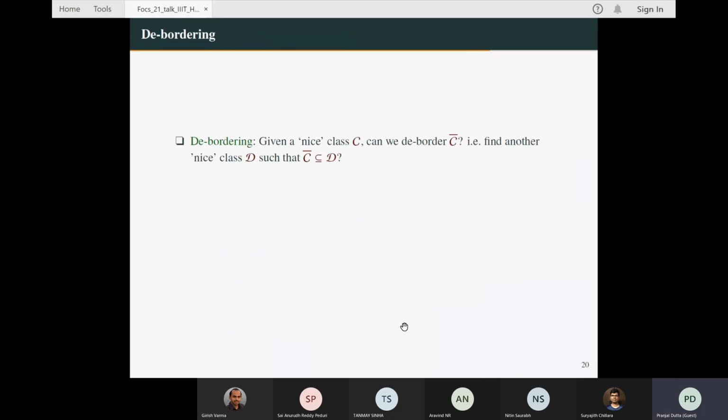So as I said, since this is exponentially gapped, we want to understand what happens for a specific class C. Can we deborder in the sense that, okay, I may not know what is the connection between C and C bar exactly, but I want to come up with a D, another nice class, such that C bar is completely contained in D. There is no border here. Here is a border. So that's what we call deborder.